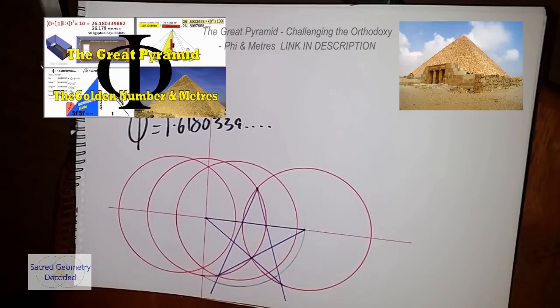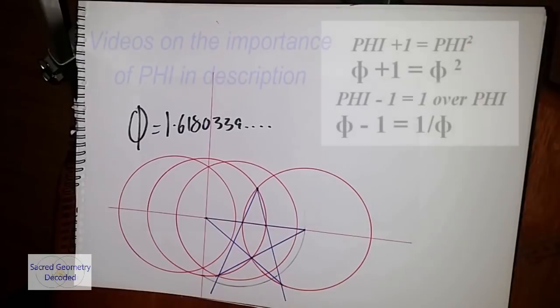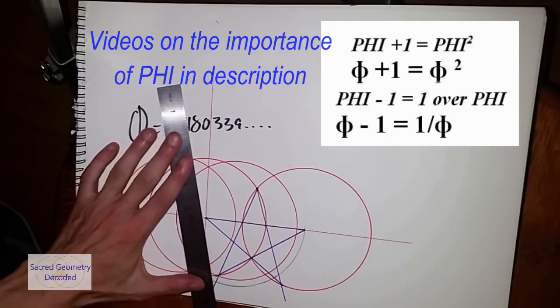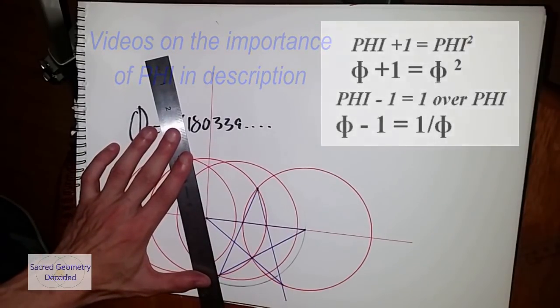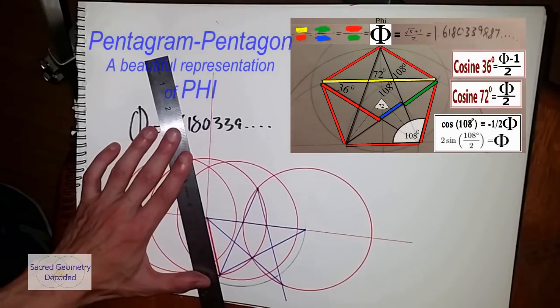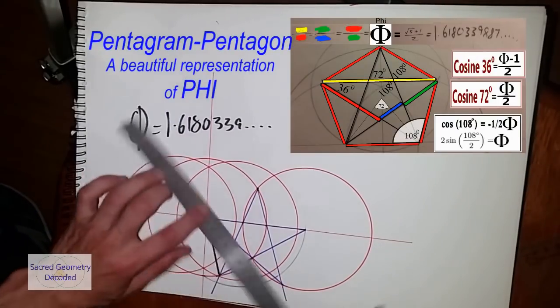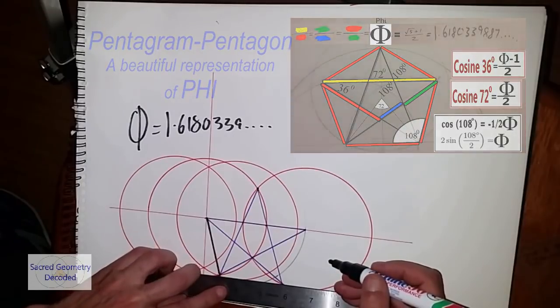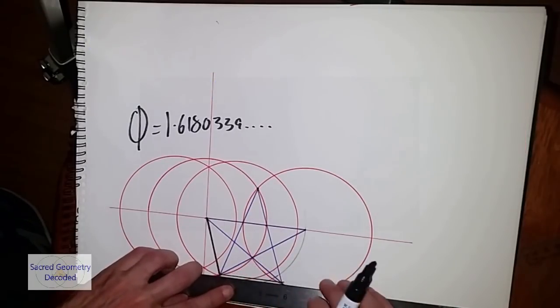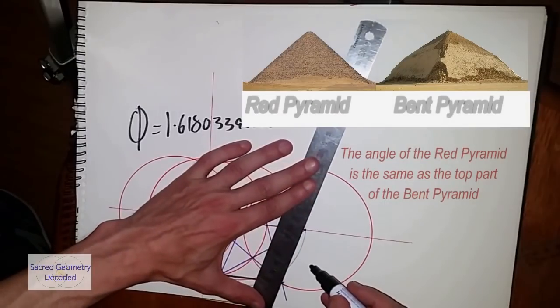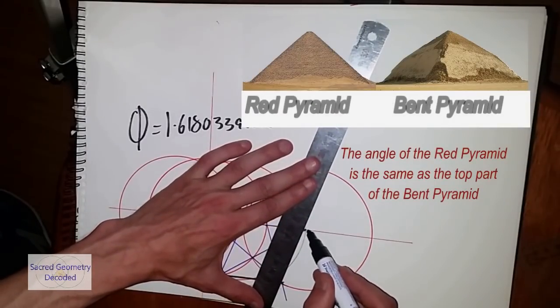But how does it connect to the Bent Pyramid and the Red Pyramid? Well, firstly, the Bent Pyramid is a 6/5 ratio. So what we need to do is now draw a pentagon. So we're just going to connect those points up. Should be in black to separate it from the background. So we have a pentagon, a 5-sided face, and what we already have now is a definition of the slope angle of the Red Pyramid, as well as the top portion of the Bent Pyramid.